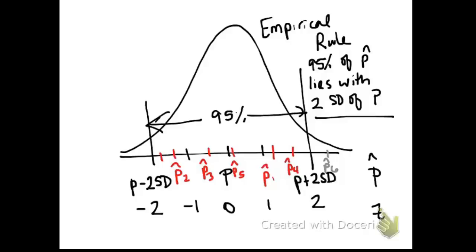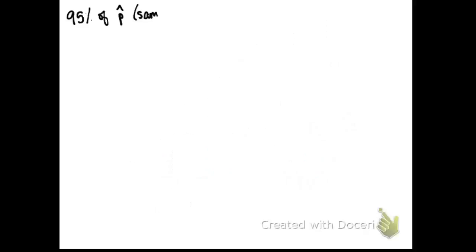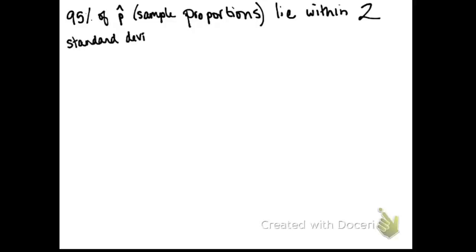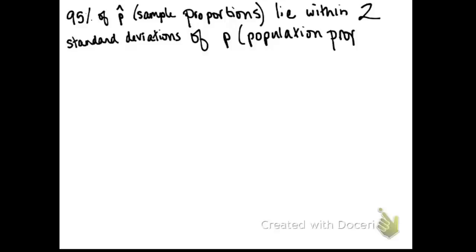This little part in gray here, P hat 6, it's possible, of course, that I get something that's out there. It's possible I just get a sample of people that update their status all the time, and they're big Facebook users. It's also possible that I get a sample where there's a very low proportion of daily Facebook users. But most of my P hats, 95% of them, lie within two standard deviations of the population proportion. Another way to say that is, if I randomly select a sample proportion, there's a 95% probability that it will lie within two standard deviations of the population proportion.